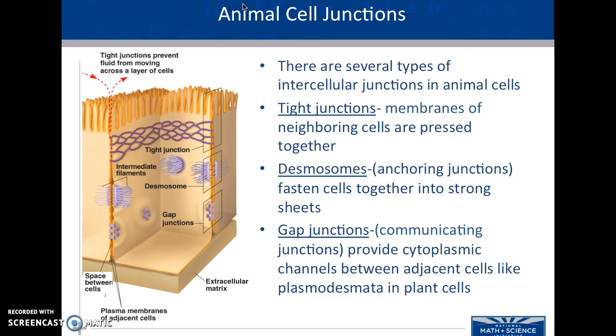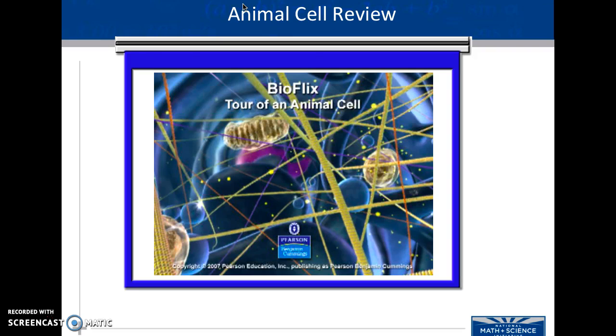Animal cell junctions, or the connections between animal cells, are going to look different. While plants only have plasmodesmata, we have three types. The three types are tight junctions, where the cells are pressed together. It's cell-to-cell contact. Desmosomes, or anchoring junctions, fasten them together in really strong sheets. And then gap junctions provide cytoplasmic channels between adjacent cells. They're just like plasmodesmata. So some cells are just touching, some are fastened for a specific purpose, and some have a channel that allows stuff to move across.